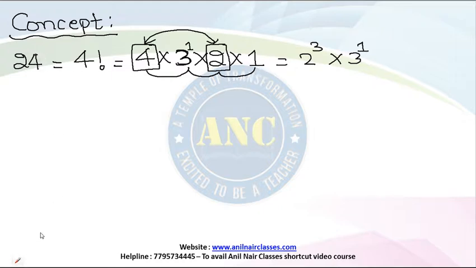Now, can I say that 24 is nothing but a natural number, right? You take any natural number of your choice. Any natural number can be expressed as a power of prime base. What is the base here? The base here is 2. 2 is a prime number. What is the base here? The base here is 3. 3 is also a prime number.